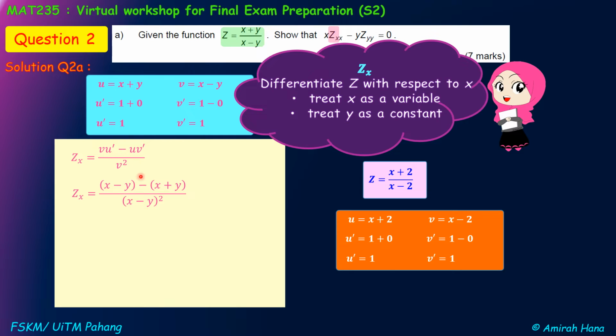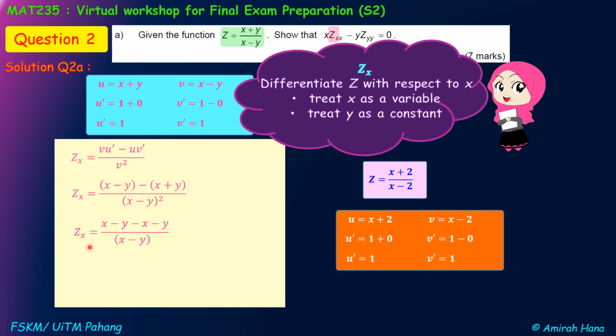And then in between is minus, and then u times v prime, so x plus y times 1. No need to write times 1, because it doesn't change the original function. And then over v squared, our v equals x minus y, and we have squared here. From the numerator here, we need to expand and simplify.